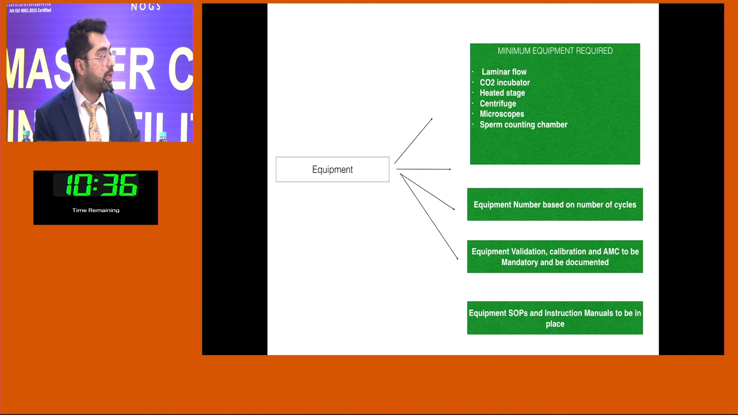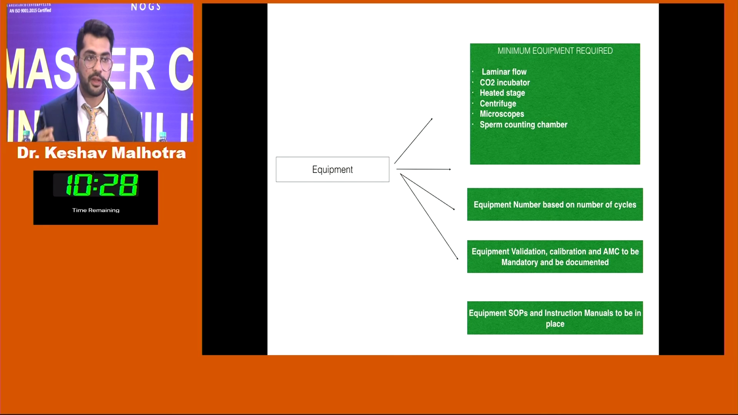A CO2 incubator is not mandatory. If you just have a heating stage, that can basically cover for your CO2 incubator. So if any company comes up to you and says that we'll set up your IUI lab, we'll put an incubator in place and all of those things, do understand that a CO2 incubator is not mandatory. You'll not be using it for most of your samples. A centrifuge is of utmost importance. Then obviously you would need a simple microscope in the lab, and a sperm counting chamber, preferably a Makler chamber, is something that is preferred.